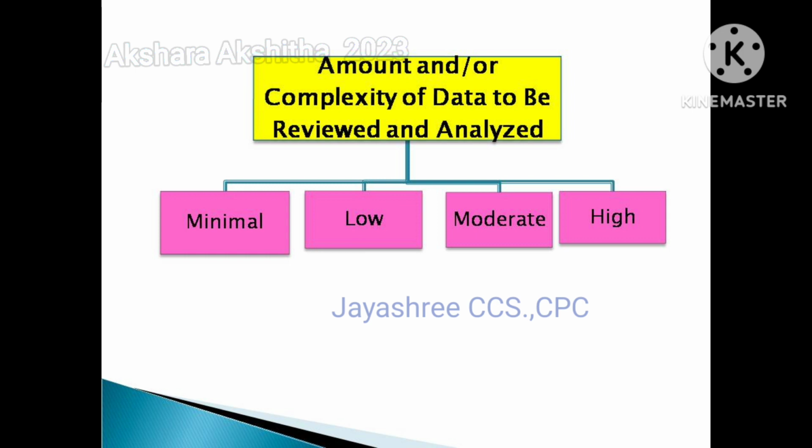In this level also we have four types: minimal, low, moderate, and high. In problem also the same four types: minimal, low, moderate, high. In this amount or complexity of data also, four types: minimal, low, moderate, high.